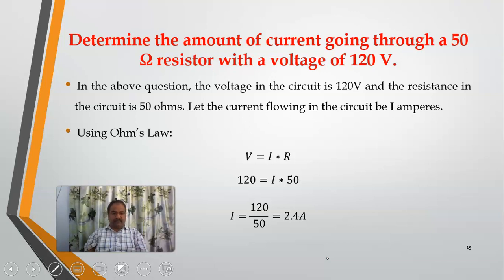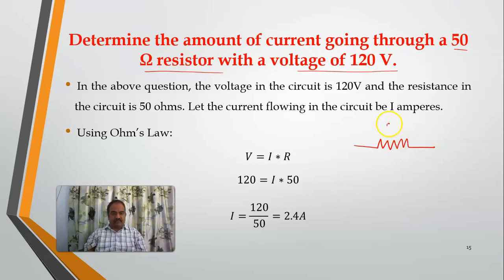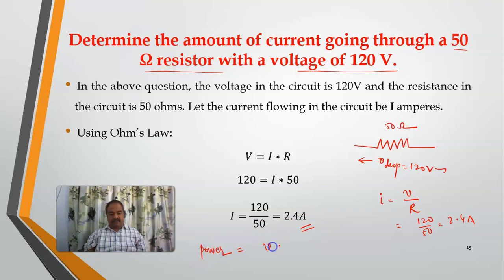Determine the amount of current going through a 50 ohms resistor with a voltage of 120. So it is also a simple circuit. There is a resistor of 50 ohms and it has a voltage drop of 120 volts. So what is the current which is flowing now? I is equal to V by R, right? So 120 by 50. How much is it? 2.4 amperes. If I want to know the power which is dissipated, power is equal to V into I.